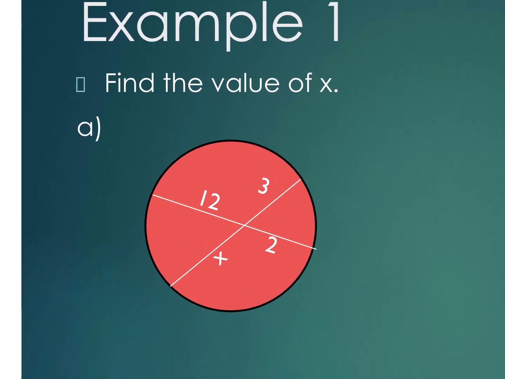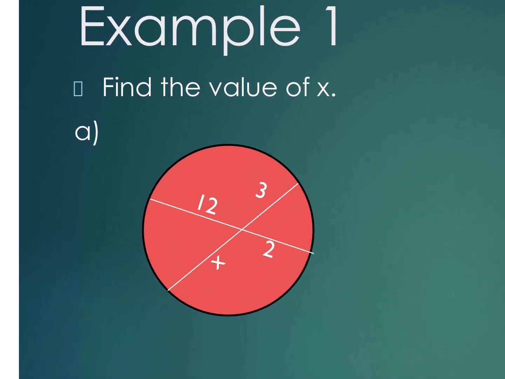So for this first example, help me set it up. What am I going to do? 3 times x, good, equals 12 times 2, which is 24. So we have 3x.